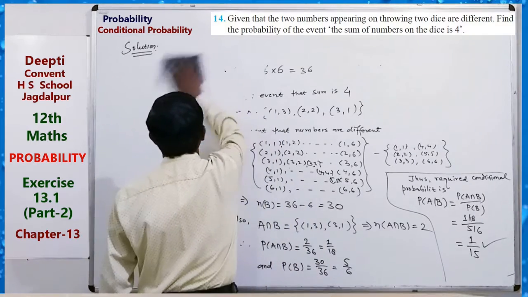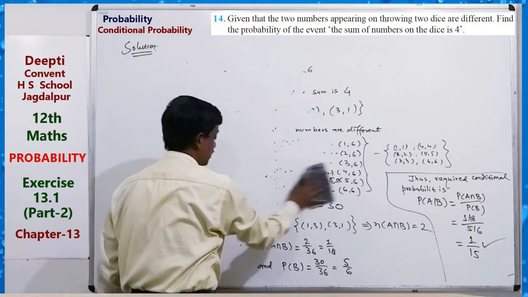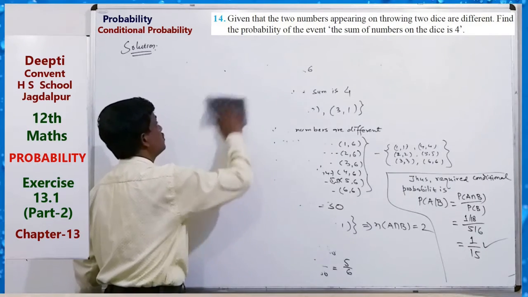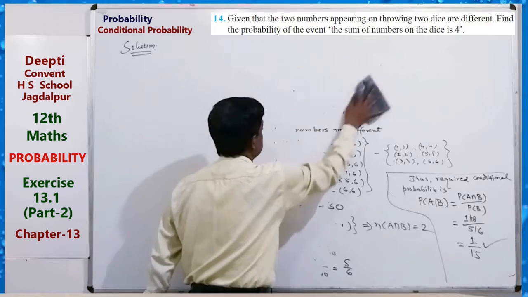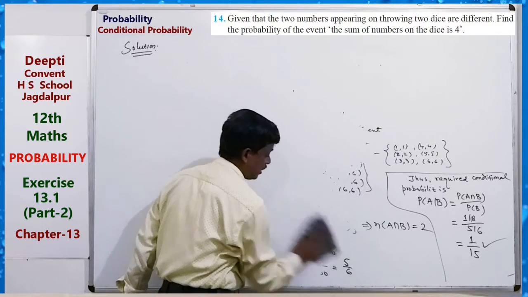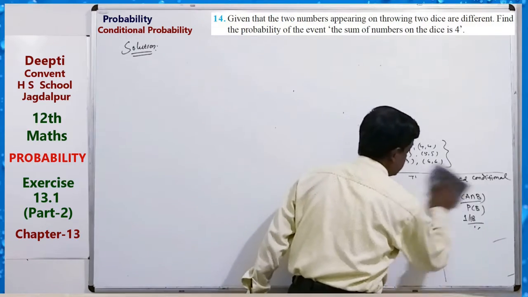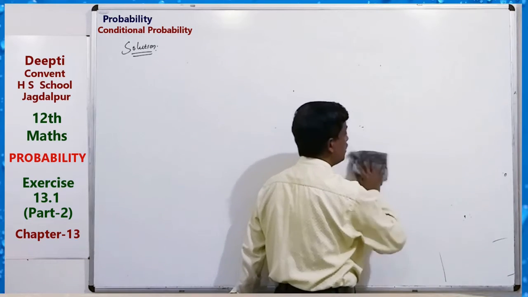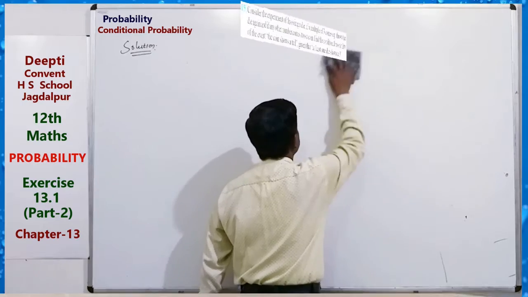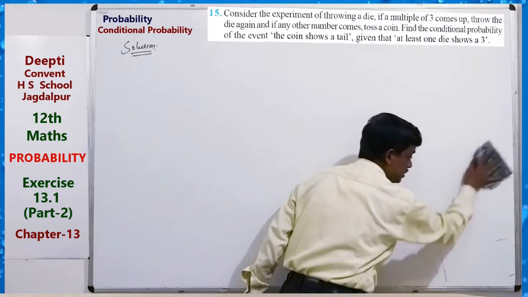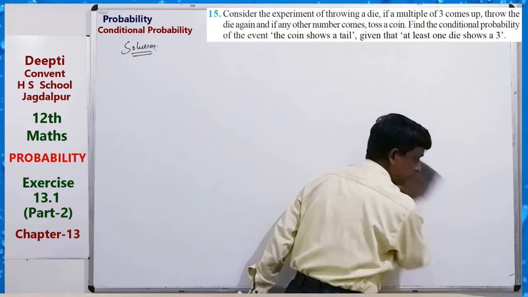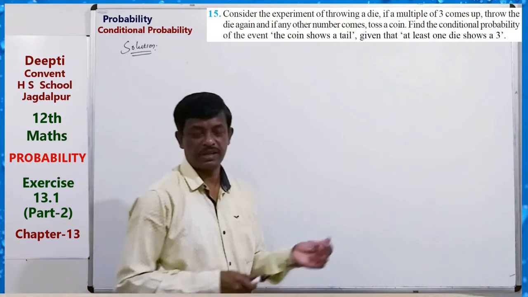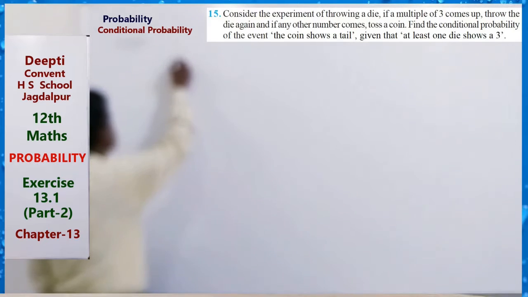The solution of this question is very short, but you have to write it in detail here. What does it say? Here the sample space will contain how many elements? Suppose the sample space contains what?